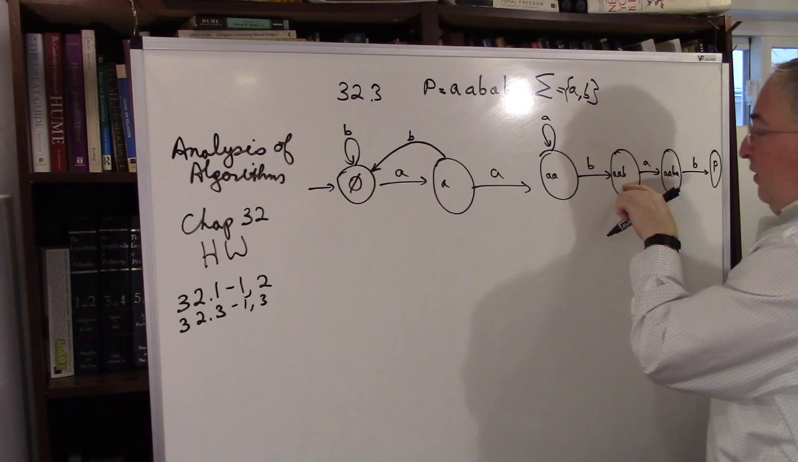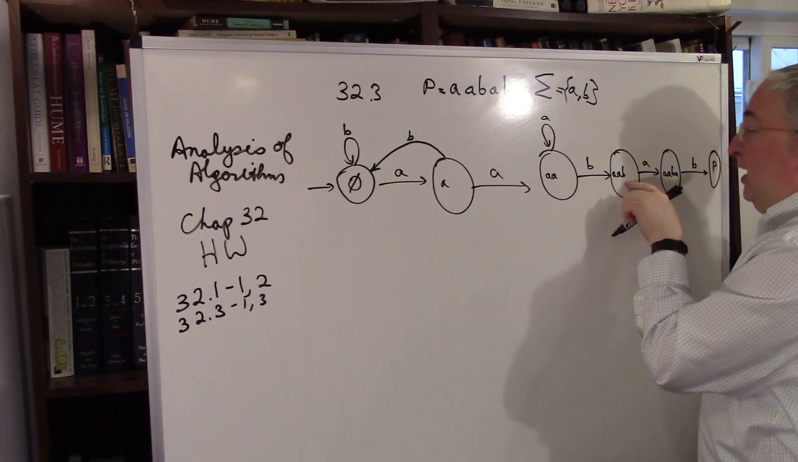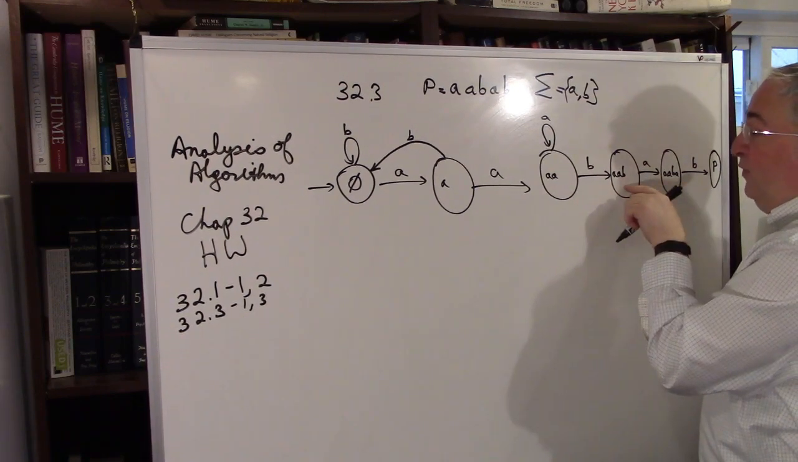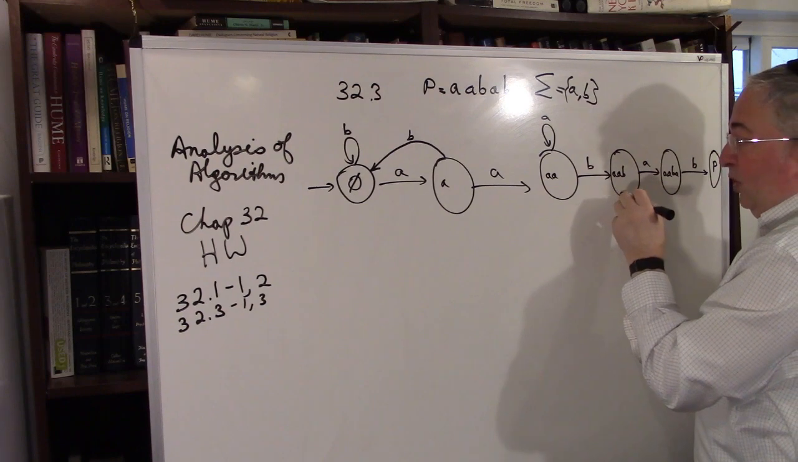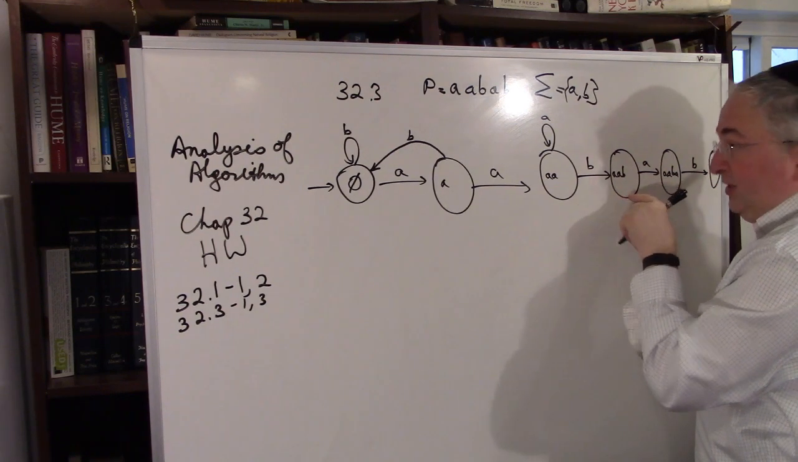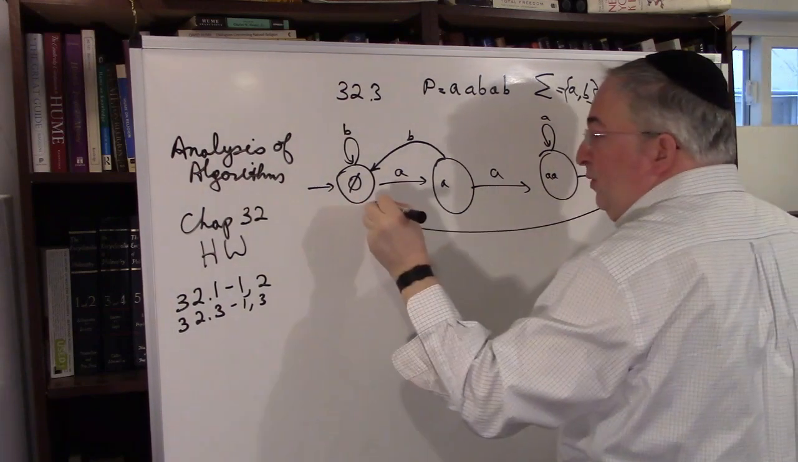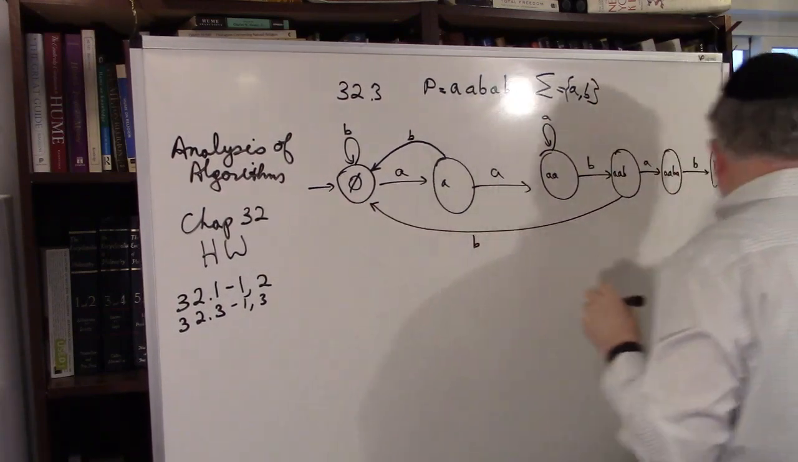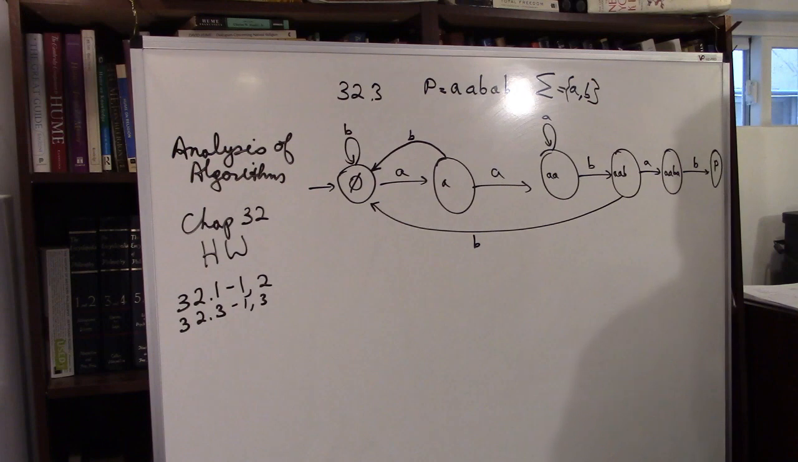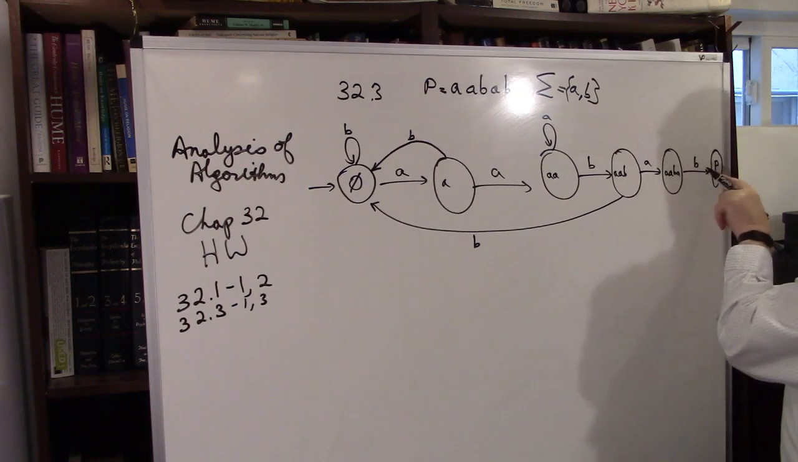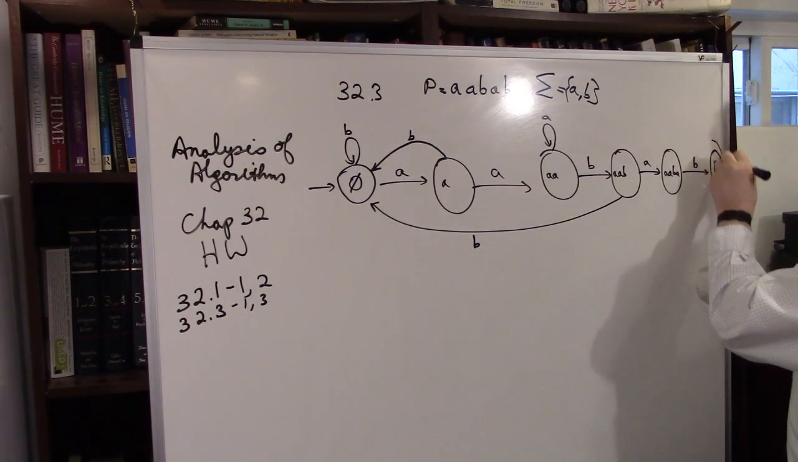Okay. Here, you have AAB. If you have an A, you go here. If you have a B, then you just had two B's. There's nothing in the pattern with two B's. So you have to go all the way back to there. Okay. And finally here, if you have a B, you go, yeah, it means you got the entire pattern.